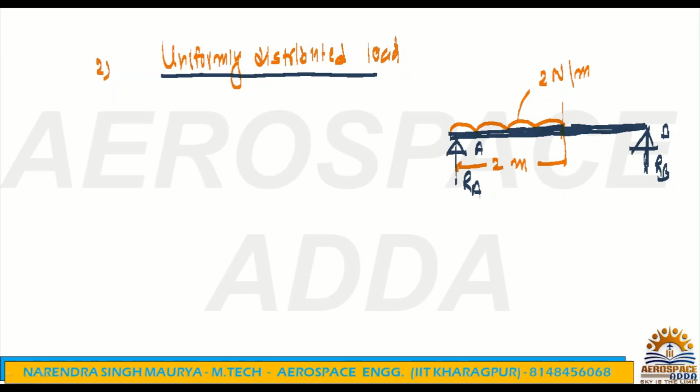I can say now, for this particular case, two things you need to remember. First, the UDL needs to be converted into a concentrated load, because it is spread on the span of the beam over some specific length. So once you go for the calculation, first you convert that UDL into a concentrated load. It's very easy. How can you convert?